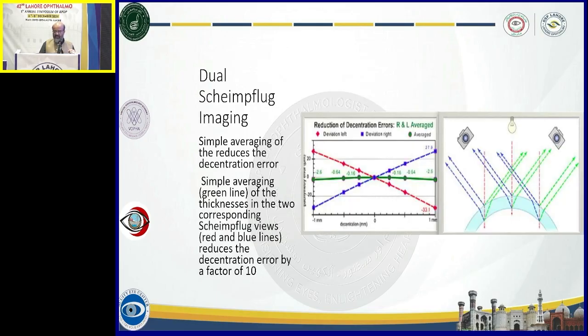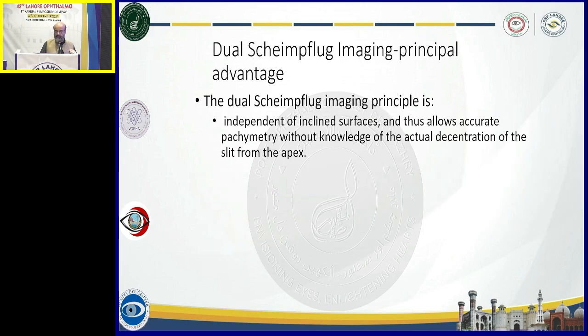And this is the same factor which was already explained, that the dual Scheimpflug imaging technique averages the decentration error, and that reduces the risk of error quite markedly. So it is independent of the inclined surfaces, and thus allows accurate pachymetry without the knowledge of the actual decentration of the slit from the image.